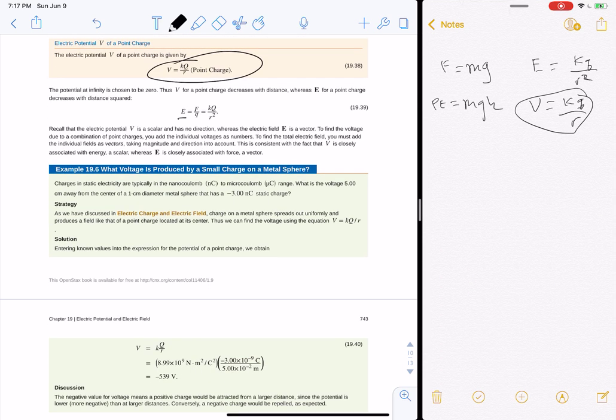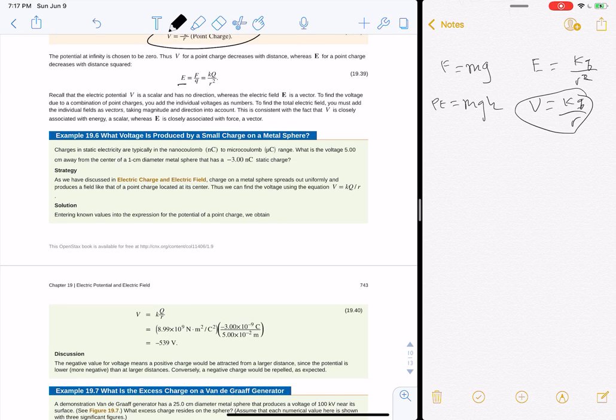and you can calculate what your potential is. So example 19.6, what voltage is produced by a small charge on a metal sphere? Charges in static electricity are in the nanocoulomb or microcoulomb range. So what's the voltage 5 centimeters away from the center of a 1 centimeter diameter metal sphere that has a -3 nanocoulomb static charge? So let's say you've got a charge here, and it's got -3 nanocoulombs of charge. It's 1 centimeter diameter, and we're going to be 5 centimeters away from it.